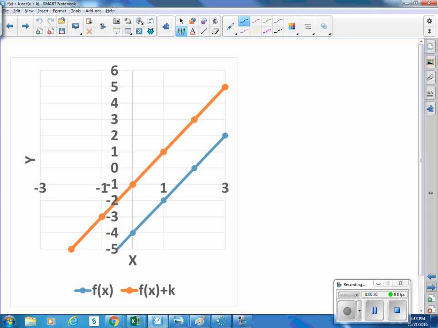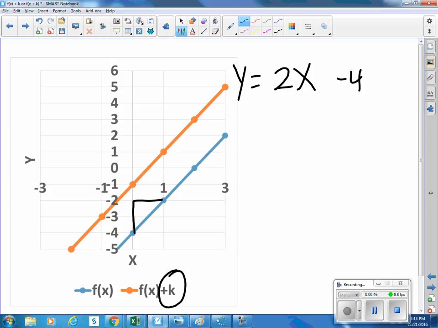The original function is the blue one, so it crosses the y-axis at -4 and goes from -4 to -2 and over 1. So it goes up 2 over 1, so the slope is 2. So we could say y equals 2x minus 4 is the original function. And they're saying that this function is shifted with the k outside the parentheses, so it's just shifted up by, well, from -4 to -1 is a change of 3.